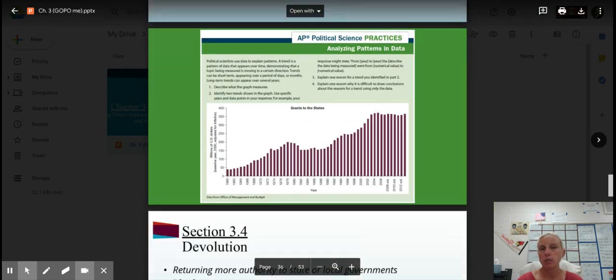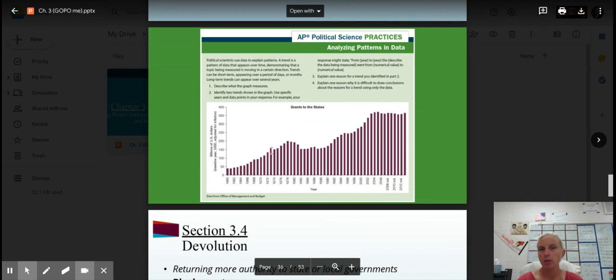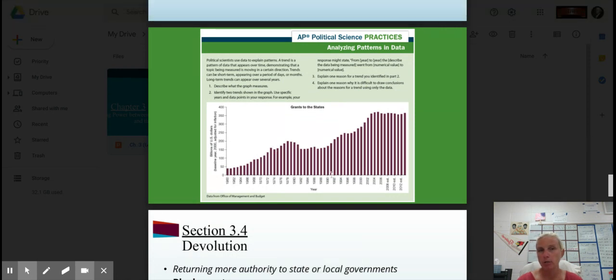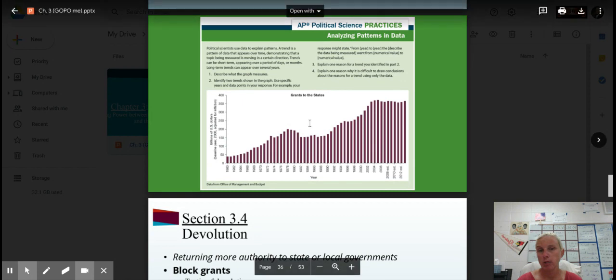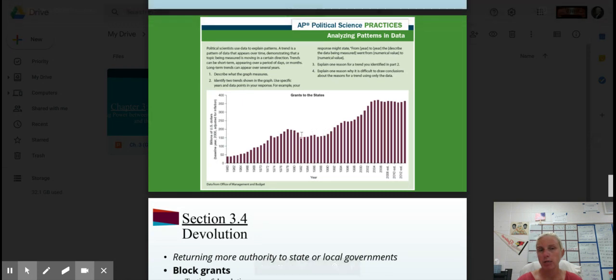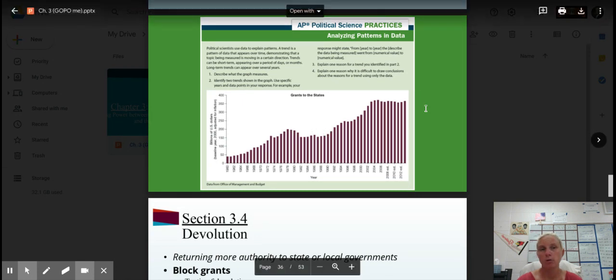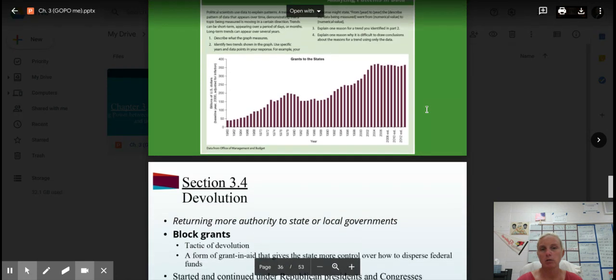And you can see over time that the money, this is time down here, and how much money the government is giving in federal grants from 1990 to 2012. They've been getting more and more money over time. This part right here, this was when the economy was doing really, really well, so they weren't necessarily in need of that.